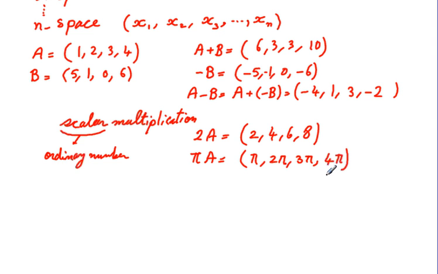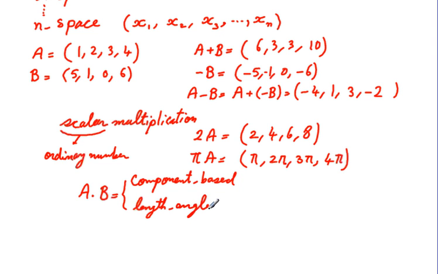Other than scalar multiplication, we had things that were a bit more advanced, and principal among them was the dot product. Here we have the dot product as well, and again it comes with two formulas. We have two styles. One is component-based multiplication, and the other one is the length-angle formula.